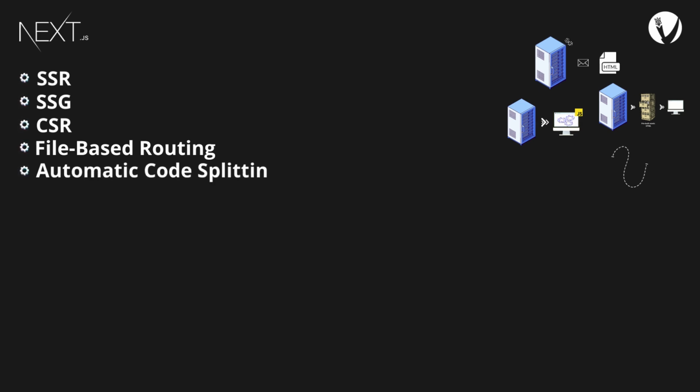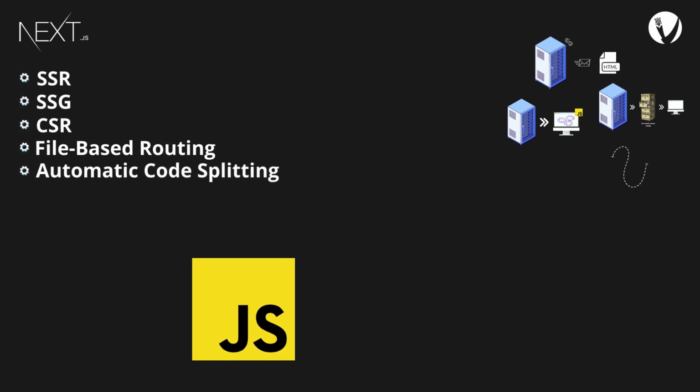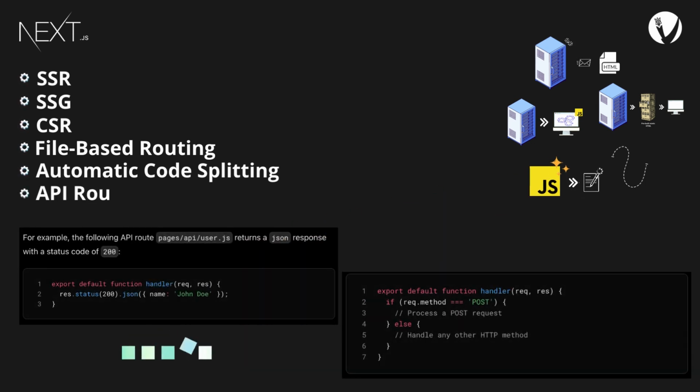Next.js takes care of automatic code splitting, which means your JavaScript bundles are optimized and only load what's necessary for each page. This leads to faster load times and efficient resource utilization. Also, it provides built-in API routes that allow you to create serverless functions for handling API requests. With API routes, you can build your backend logic directly within your Next.js application, simplifying the development process and making it easier to maintain your codebase.